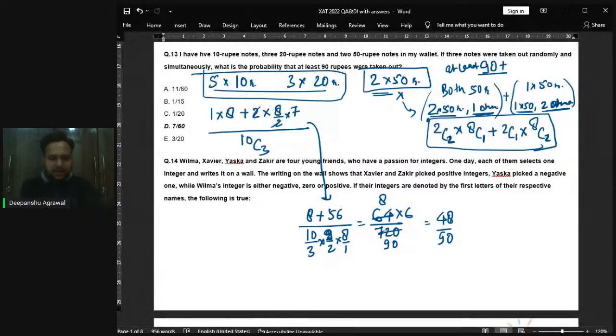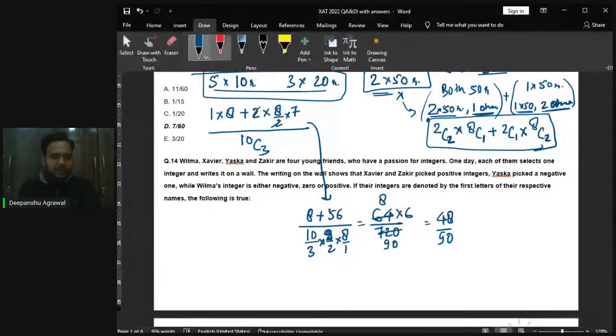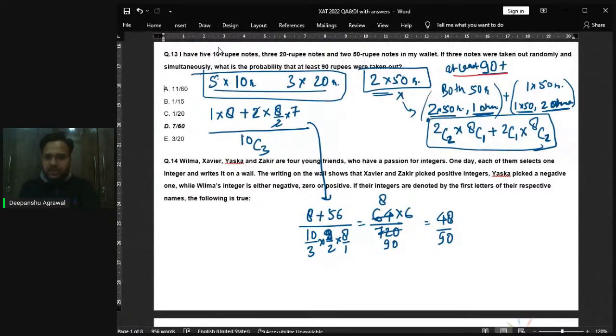Okay, so I might have made some mistake somewhere. Let's check it again. At least 90 plus money has to be formed. Oh, the simple mistake that we all did, that I did, was that these two other nodes have to be from this 20 only, right? Because if they will not be from this 20, then we will not get 90, right?